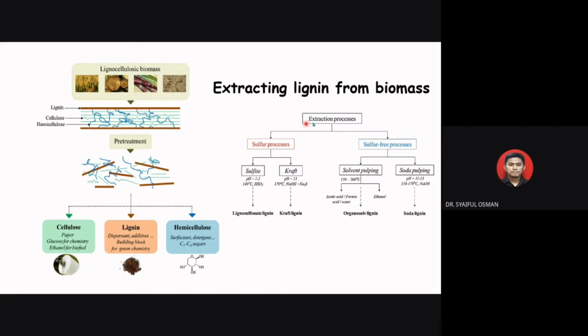So from here we can see the method of delignification. It can be divided into sulfur process and a sulfur-free process. In sulfur process, we have a sulfite and kraft, and we will get a lignosulfonate lignin. And here we have a kraft lignin. And in a sulfur-free process, we have a solvent pulping and a soda pulping. And from here we get an organosolv lignin, and from a soda pulping we have a soda lignin.